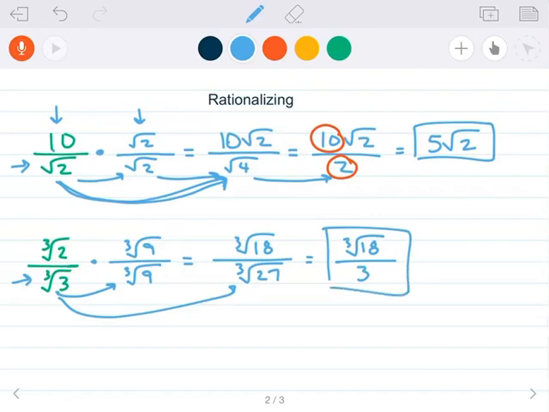Okay, so hopefully watching that will help you if you are a little bit confused about rationalizing denominators.